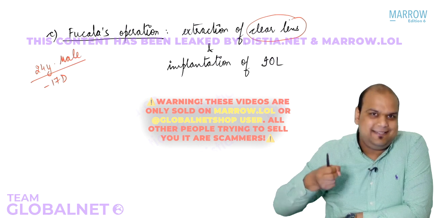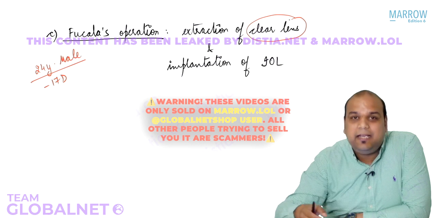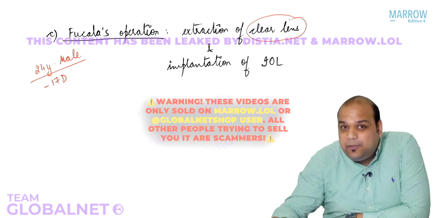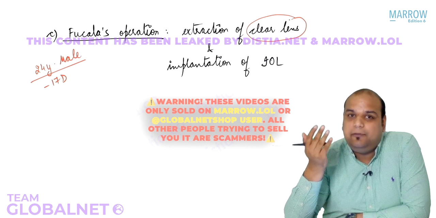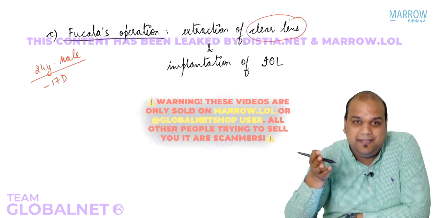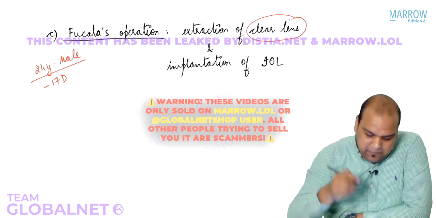If I remove the lens, I am basically decreasing the power of the eye by around 16 to 19 diopter. Whatever residual power is there, I will implant an IOL for that, whether plus 1, plus 2, minus 1, minus 2. And this is called Fucala's operation. So this is done in very high myopia.